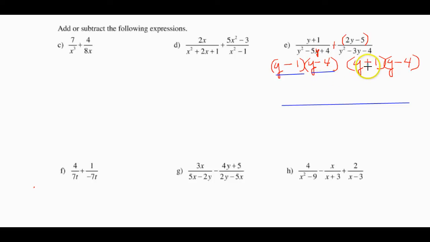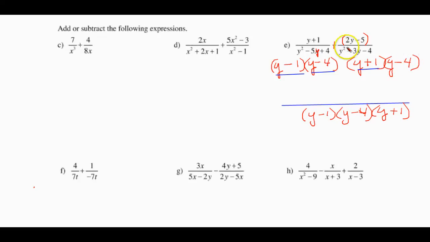Now the other factor we haven't looked at yet is y plus 1. What's the greatest number of times that's used in any one factorization? Well, it's used once. So our lowest common denominator here then will be y minus 1, y minus 4, and y plus 1.